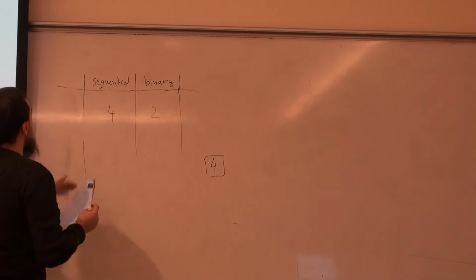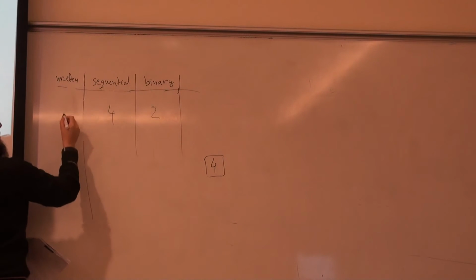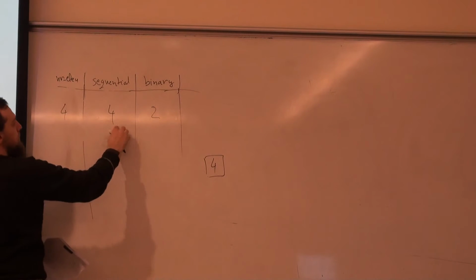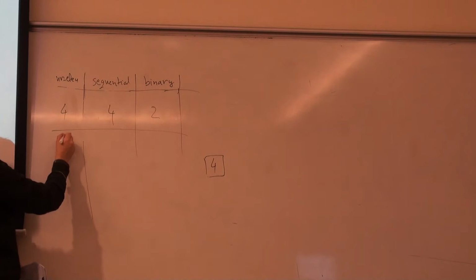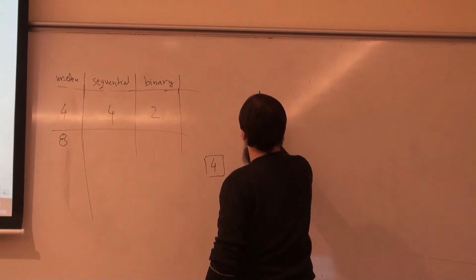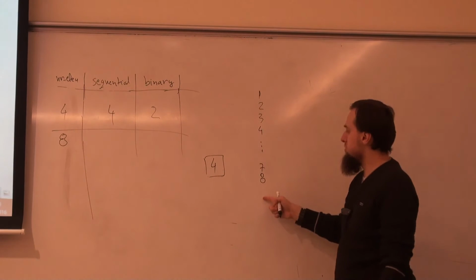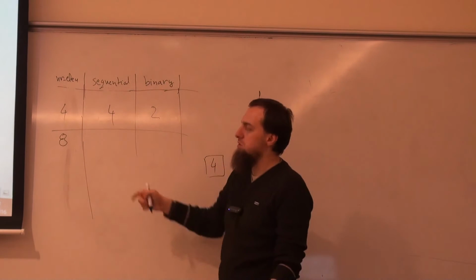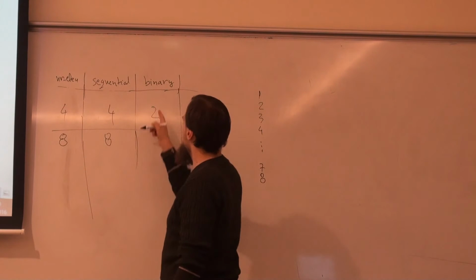Let me erase this stuff. So we have here a number of elements. When we have 4, we have 4 here, 2 here. Let's check it when we have 8 elements. So this is our array: 1, 2, 3, 4, 7, 8. In the worst case, how many checks should we have in sequential search? 8. What about with binary search?